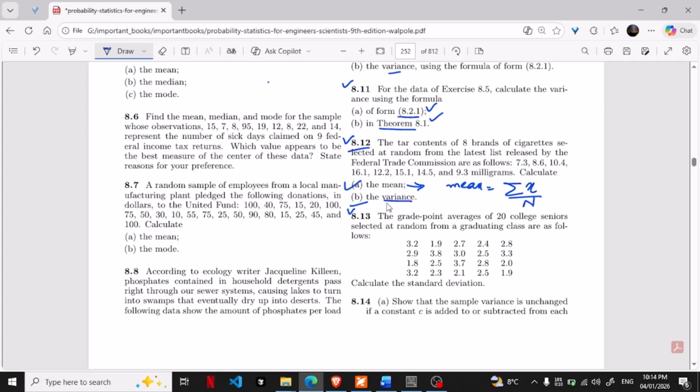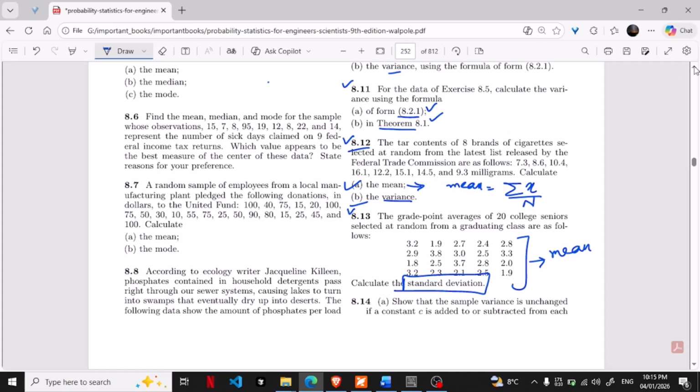We can use any of these formulas if it is not specified. Similarly, in 8.13 we are given the data points and we have to find the standard deviation by any of these formulas. For the first one you have to find the mean and then utilize that formula, while in the second one you don't have to. These are the questions which I am not going to solve because they were previously solved, if you know the formulas.